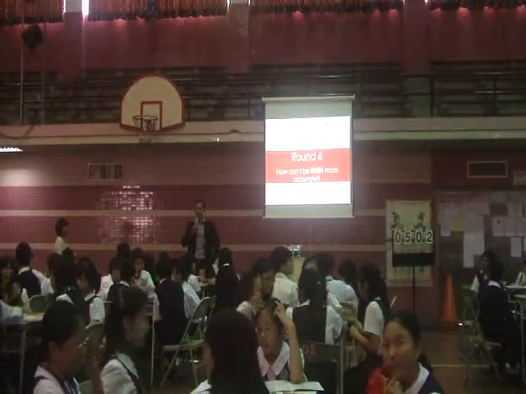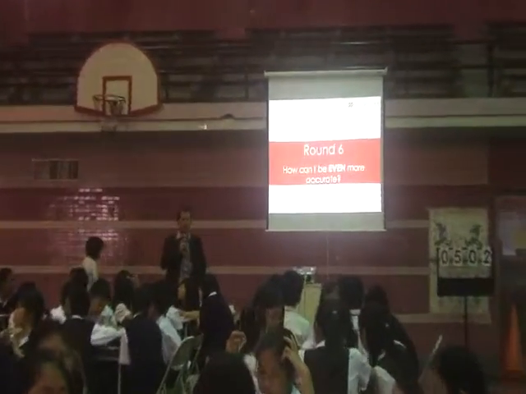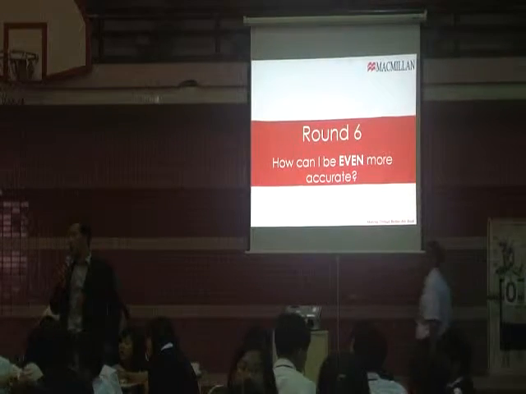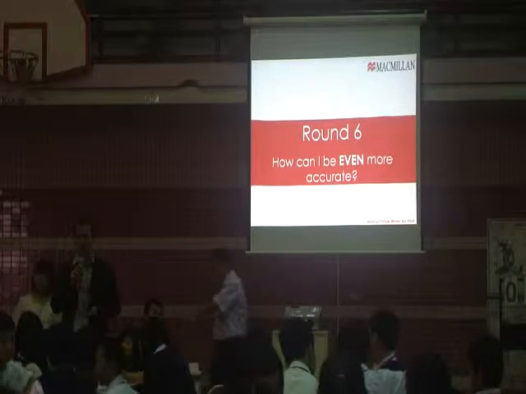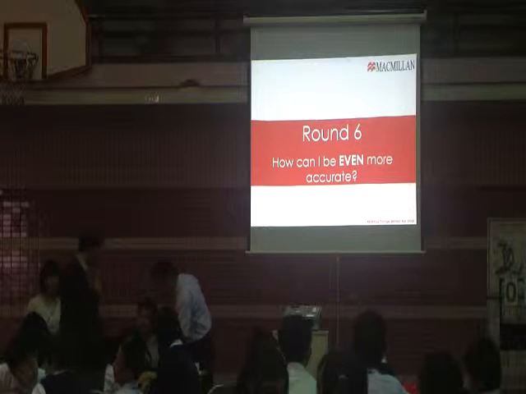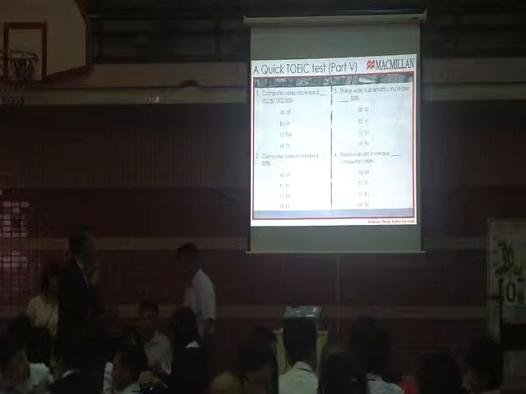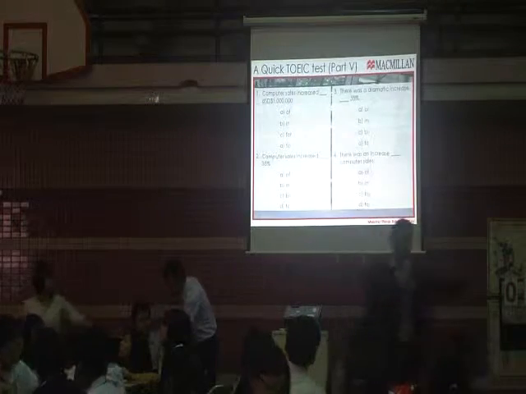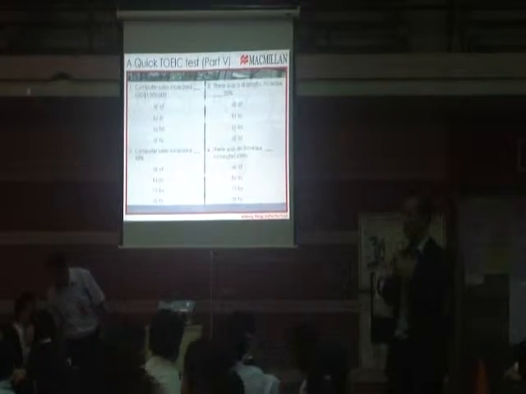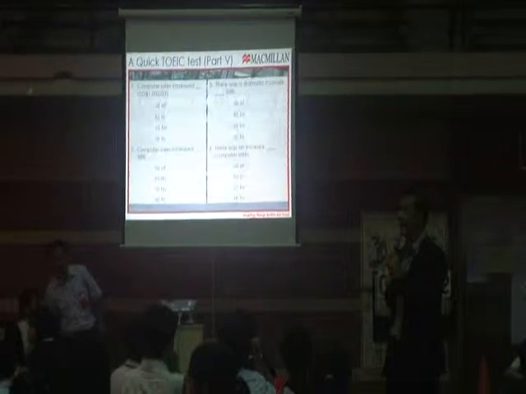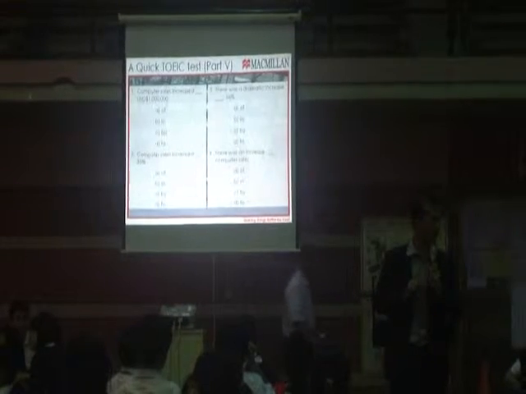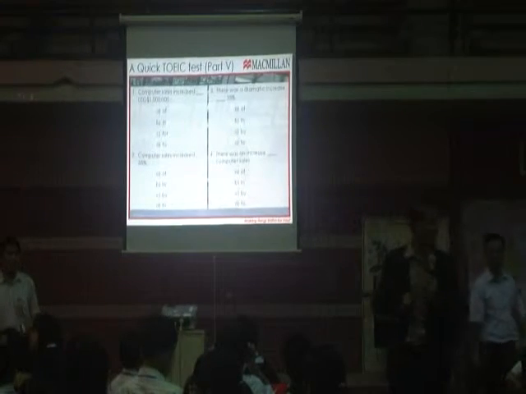Okay, round 6. We're going to start round 6 now. I'm going to show you another way on how you can be more accurate with your English. So, another quick little test. In your group, quickly tell me what are the correct answers? So for example, number 1, is the correct answer A, B, C, or D?